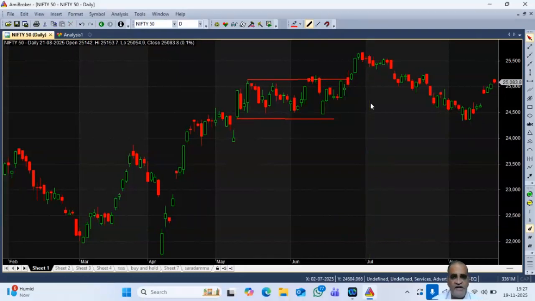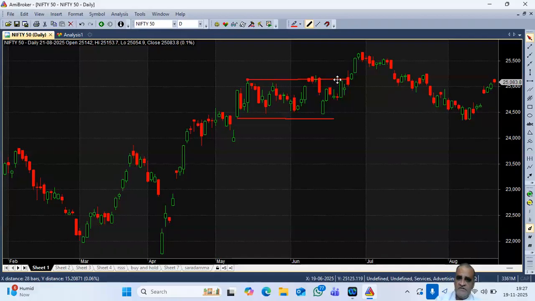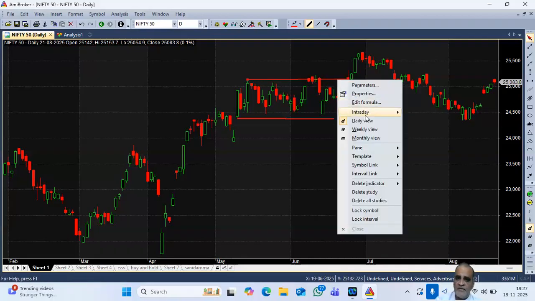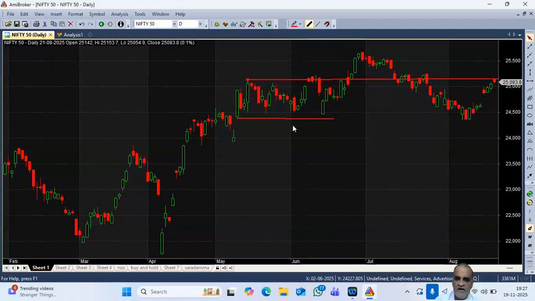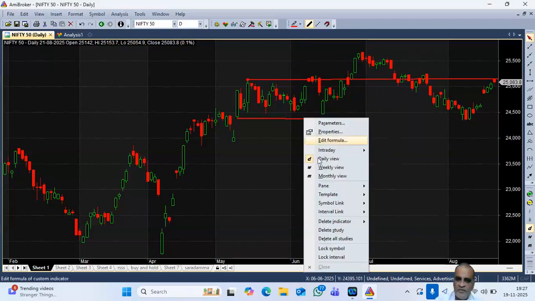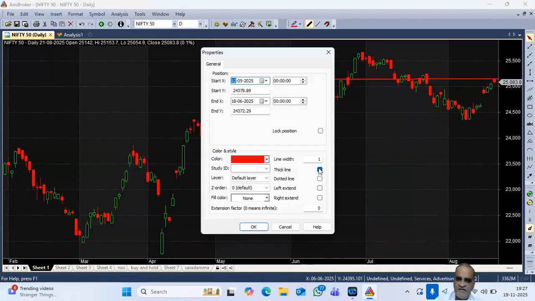So the market is indecisive. Nobody knows whether it will go up or go down. So it is always better and safe to wait till it goes either way, either upside or downside. Here it went up, here it went down. In that case, what we have to do is extend this further. I take properties, here I take extend right. I click OK. And here also I click on properties, extend right, OK. And I keep it as it is.